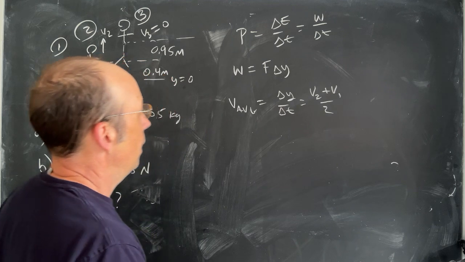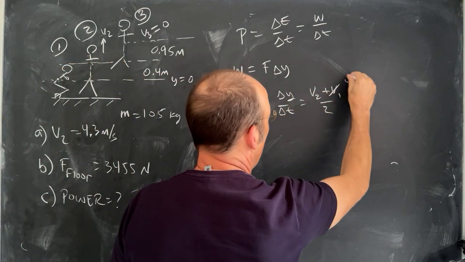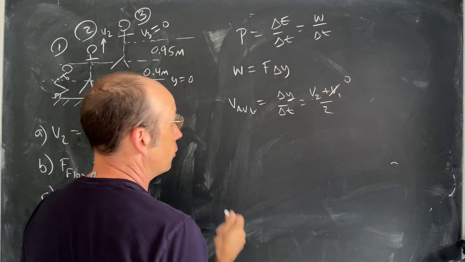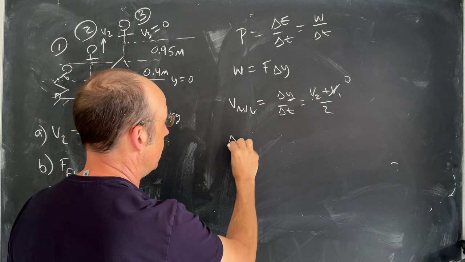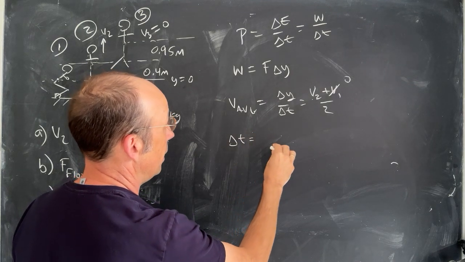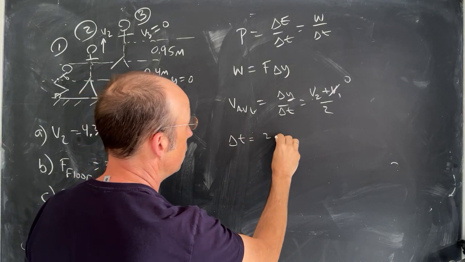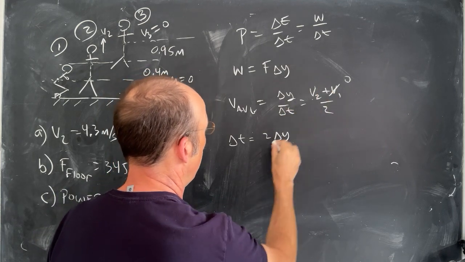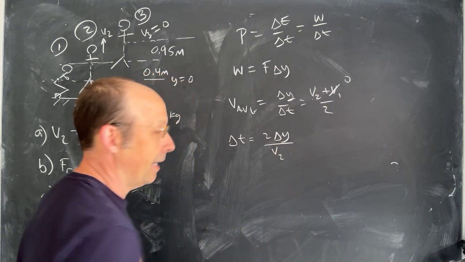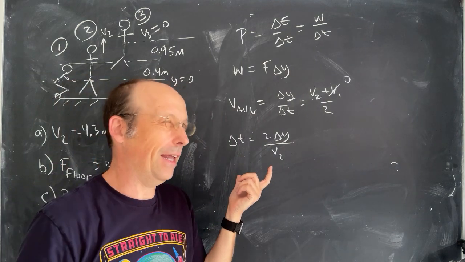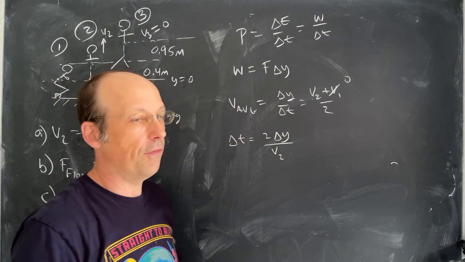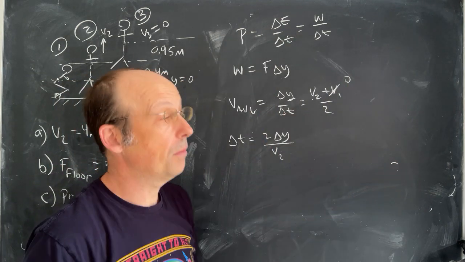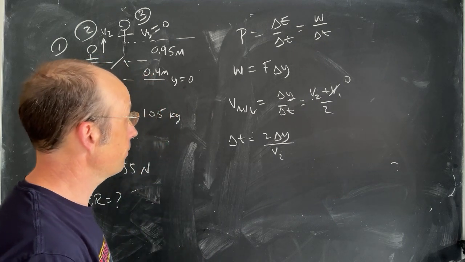Okay. We know V1 is 0. I know V2. I know delta Y. So let's solve this for delta T. Delta T is going to be equal to 2 delta Y divided by V2. And again, this is problematic as a vector because you'd be dividing by a vector, which you don't want to do, but you have to do it as a component.